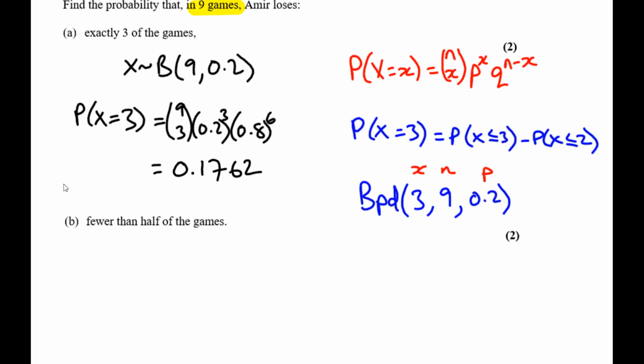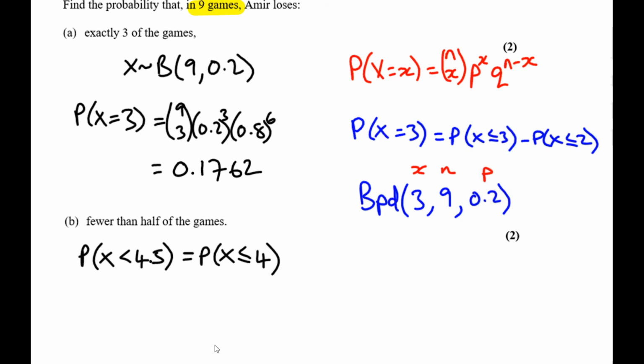Okay, so the next bit of the question is asking, find the probability that in 9 games, Emir loses fewer than half of the games. Half of 9 games is actually 4.5 games, which isn't an integer value. It cannot be an amount of successes. It's a non-integer value. We can't have 4.5 successes. You can't lose 4.5 games. You either lose or you don't. So this is actually equivalent to the probability X is less than or equal to 4.